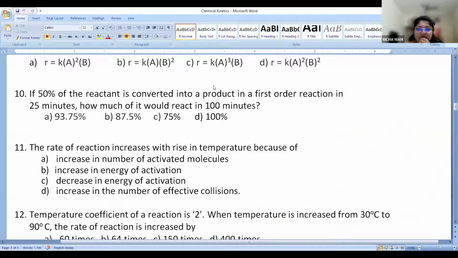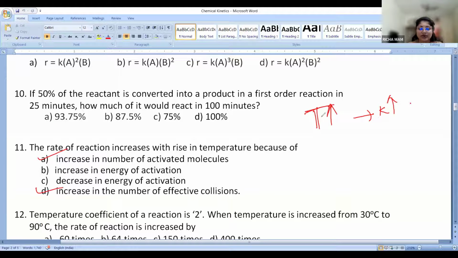The rate of reaction increases with rise in temperature because of what? What is the factor because of which the rate of reaction is increasing with the rise in temperature? There are two effects. With increase in temperature, the collision intensity will be more. So there will be more number of activated molecules and effective collisions will be more. So increase in number of activated molecules and increase in number of effective collisions.